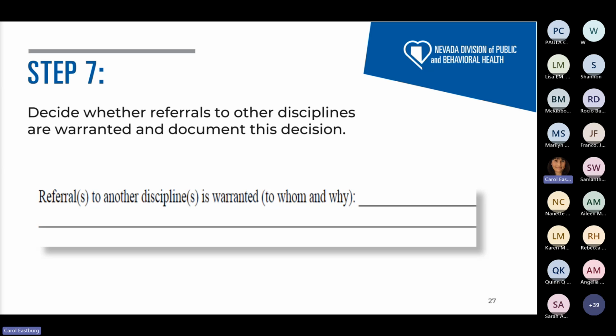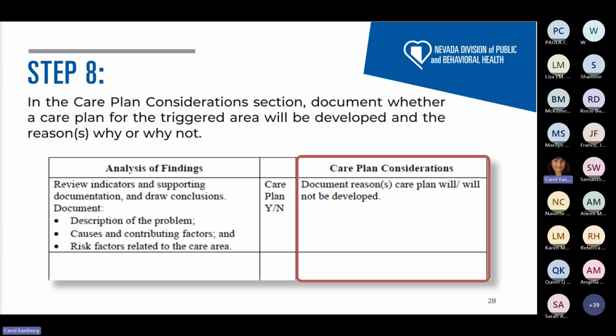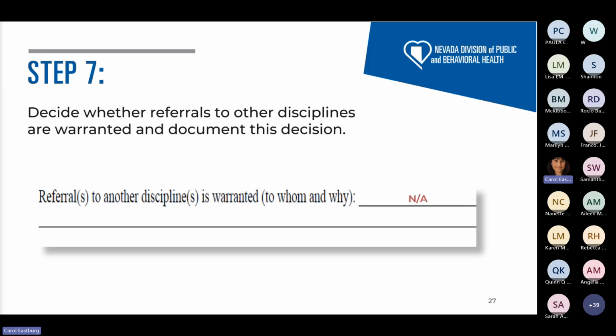Step 7 is where the team decides if referrals to other disciplines are needed, and documents the decision in the area provided as shown on this slide. This area is located directly under the Analysis of Findings and Care Plan Considerations section after each care area. If a referral is not needed, best practice is to enter NA to show that it was reviewed and no referrals were determined to be necessary.